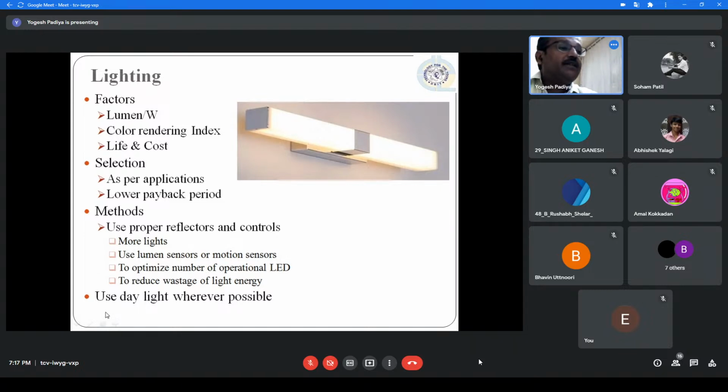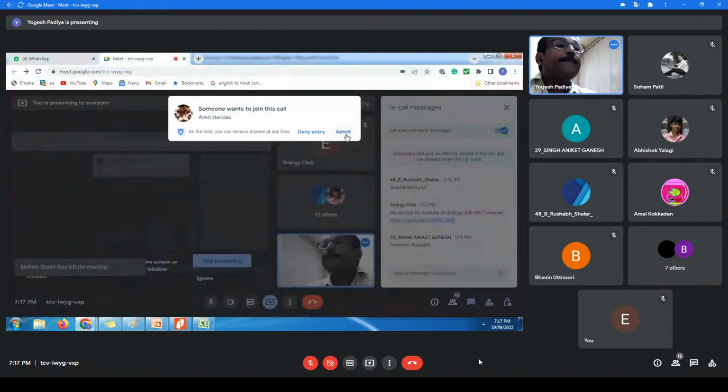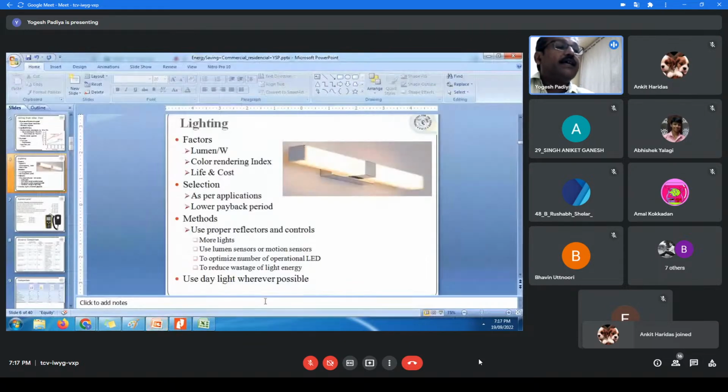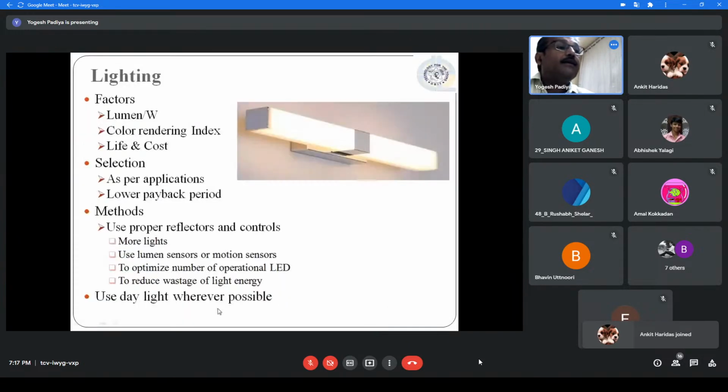Second, you can optimize the number of operational lights by using LED lights. And sometimes light is available naturally. Windows are there. So if you can get the light by natural means, try to avoid the use of lights when daylight is available. These are the simple things which you know, guys. So I'm not going to put more stress on this.